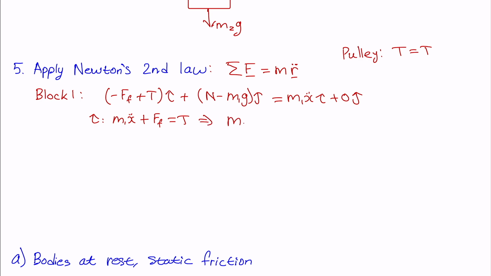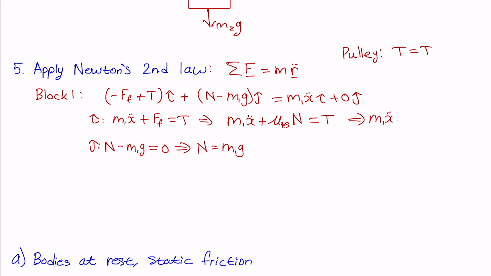We can write this as M1 X double dot plus mu, I'm just going to put here KS, times the normal force equal to tension, and we'll come and fill in what that normal force is in a moment. In the J direction, we get N minus M1 G equals 0, such that the normal force is equal to M1 G. And then if we come back up here, we get M1 X double dot plus mu KS M1 G is equal to the tension.